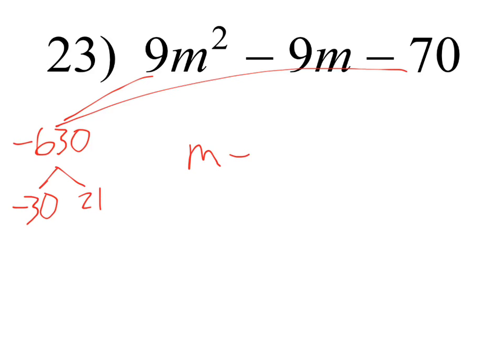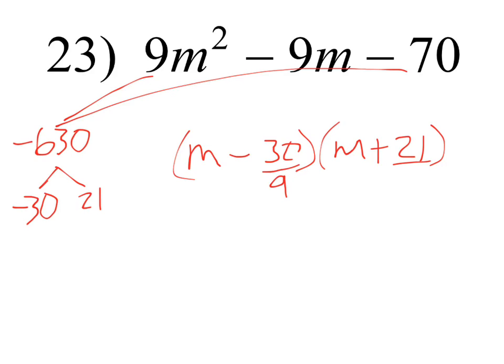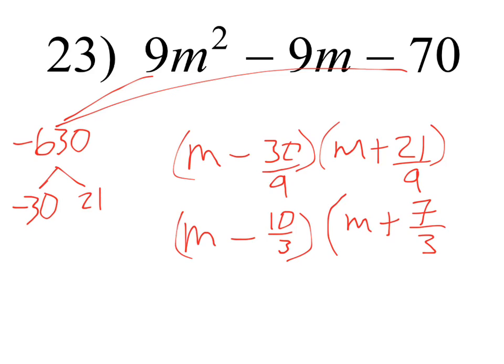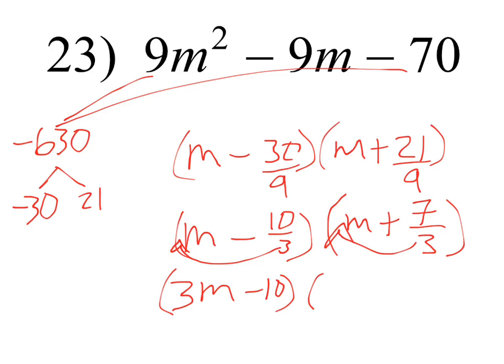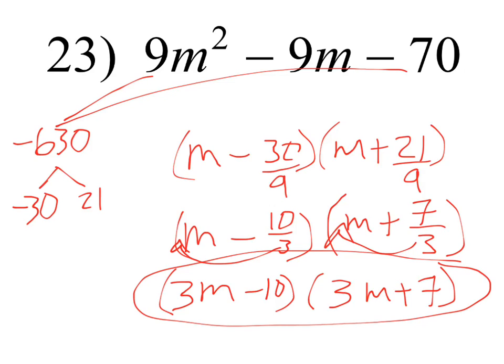And for my two binomials, we'll have m minus 30. And then we'll have m plus 21. And now we need to address the 9 issues. So attempt to divide them both by, not 3, divide them by 9. And these ones are going to reduce. You'll get m minus 10/3. And then we'll have m plus 7/3. And move the 3 in front on both of these guys here. We'll get 3m minus 10. And then 3m plus 7, and now we've factored it out.